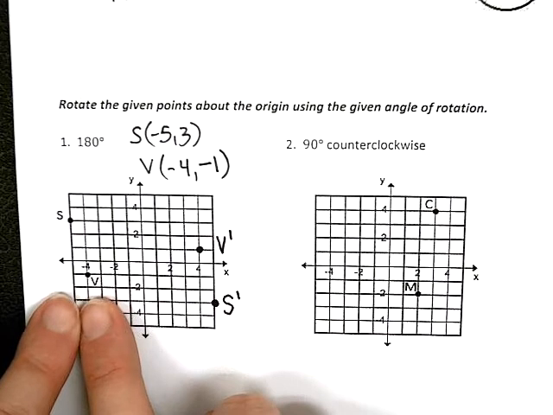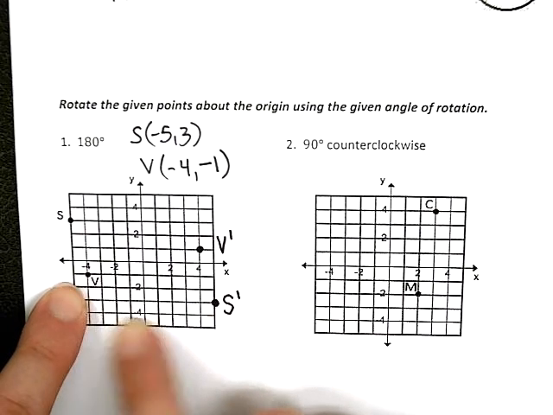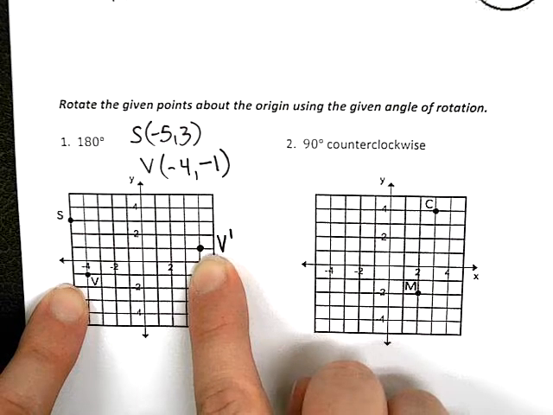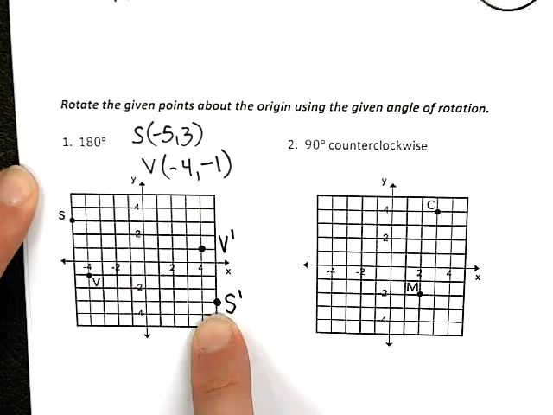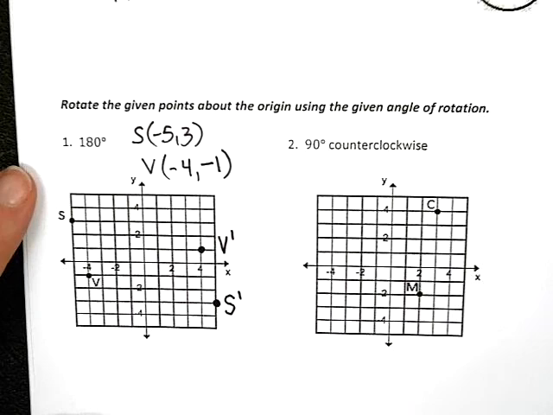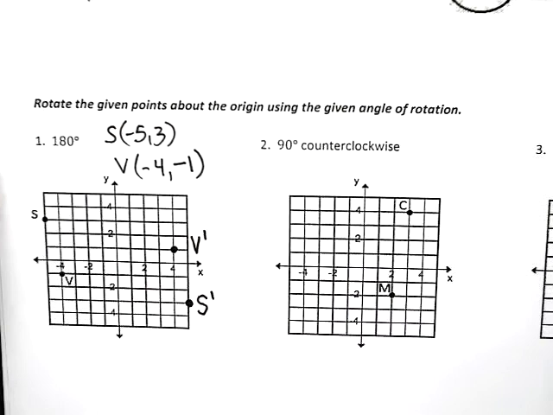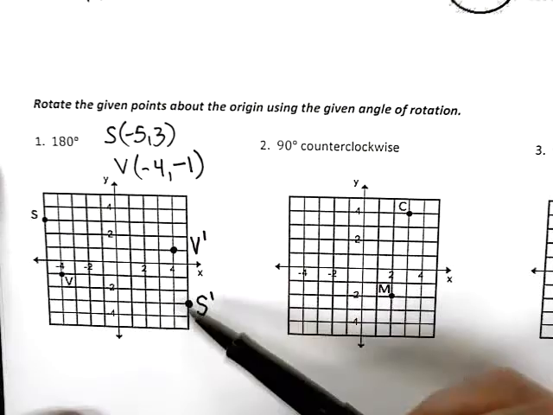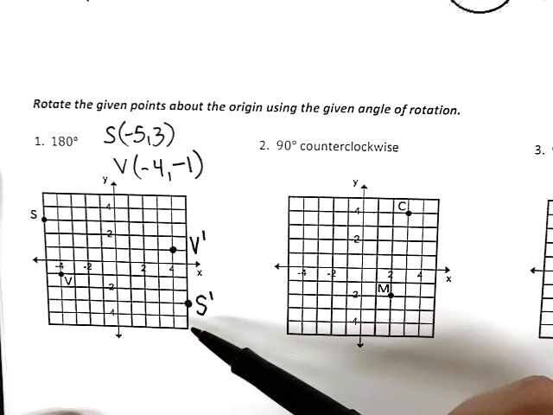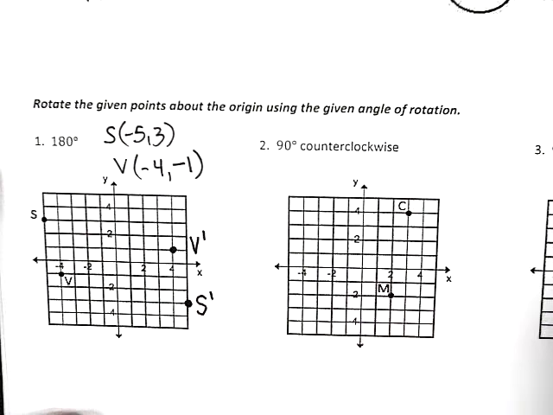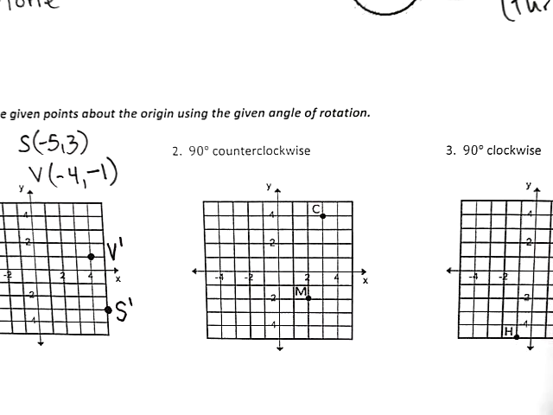Here's V originally, and it rotated 180 degrees to V prime. Here's S, and it's rotating 180 degrees over to S prime. Okay? With the 180, it's as simple as that. You don't have to worry about direction because it's 180 degrees. Regardless of if you go clockwise or counterclockwise, you're still going to end up at the 180 degrees, so it's okay. But now let's look at number 2.